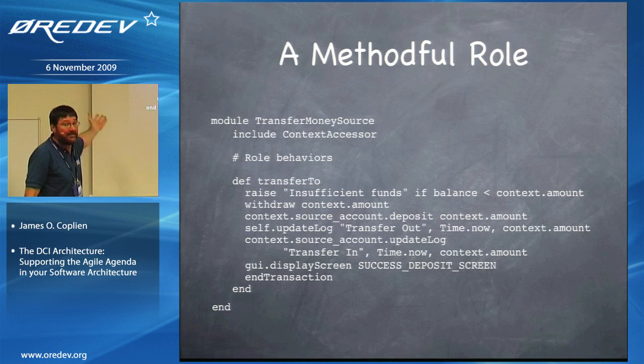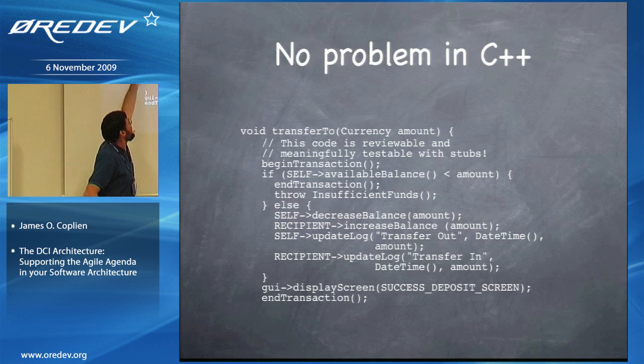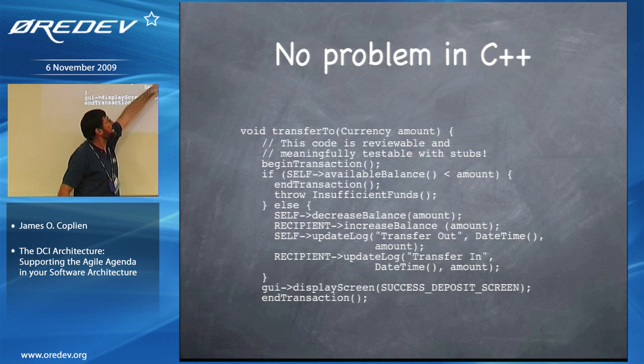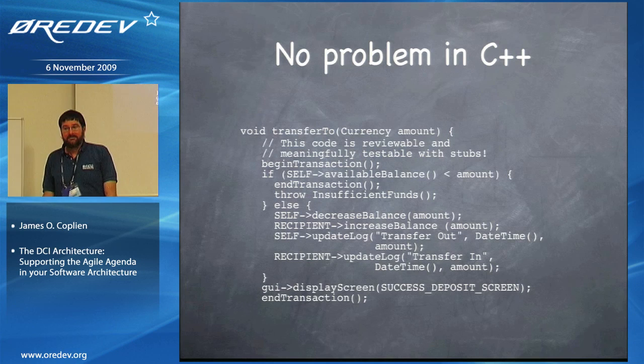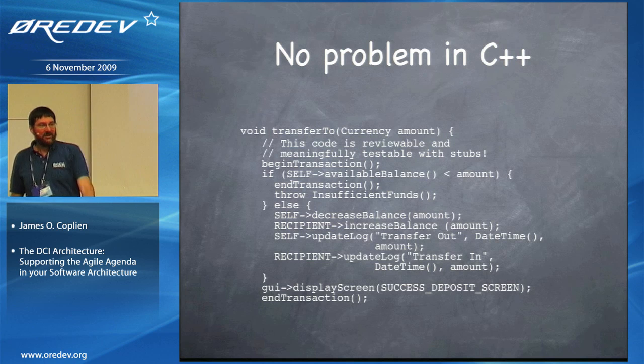And here I can read it. And it talks to the rest of the code in terms of the roles that are bound to the methods. No problem in C++. We can talk about roles, like self. Trygve this morning said, self is the object playing the current role. We have a role called a recipient. So on self, decrease my balance by the amount. On the recipient, increase the balance by the amount. Then update my log and the recipient's log, display a splash screen on the GUI, and end the transaction. I can read this, even in C++.